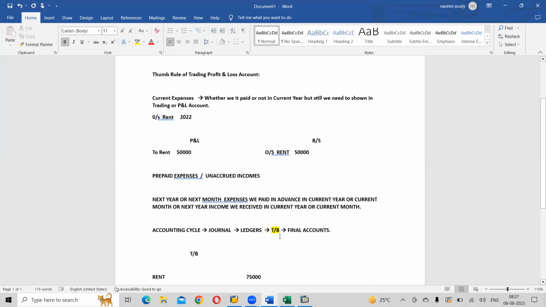Monthly? I didn't get you. What do you mean by monthly? Normally, it will be prepared at the year end only, the trial balance.